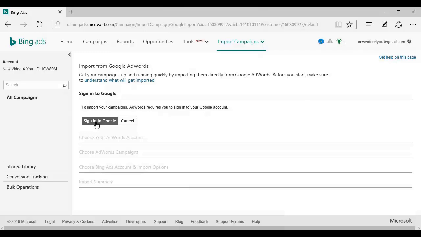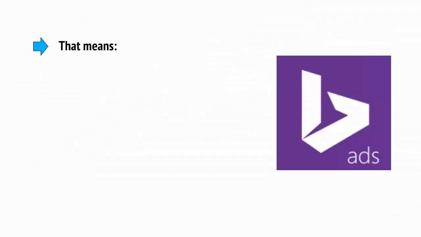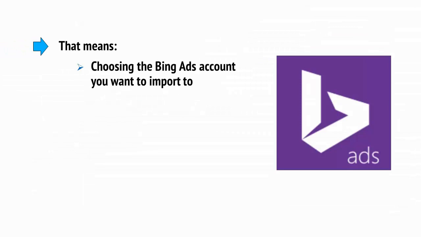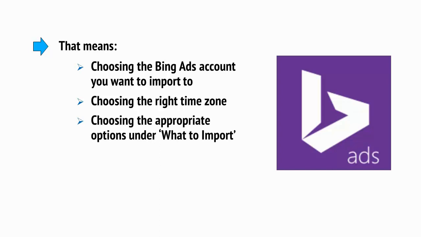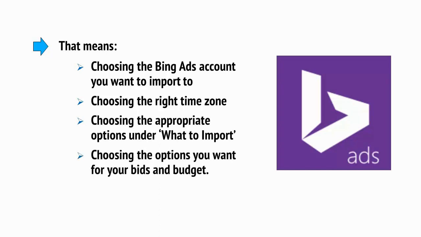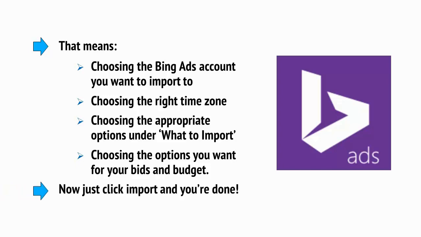Now, under Bing Ads account and import options, you'll just need to add a few more settings that are unique to Bing. That means choosing the Bing Ads account you want to import to, choosing the right time zone, and remember that Bing allows more flexibility in this department, choosing the appropriate options under what to import, choosing the options you want for your bids and budget, and now just click Import and you're done.